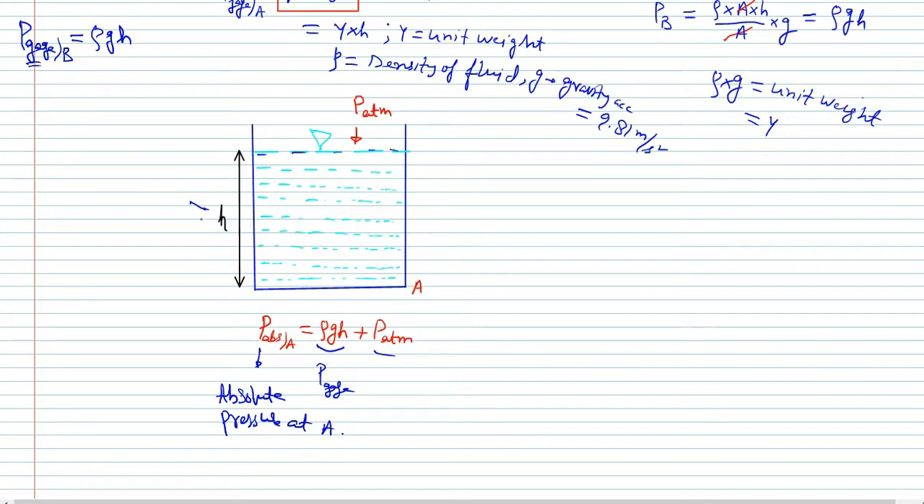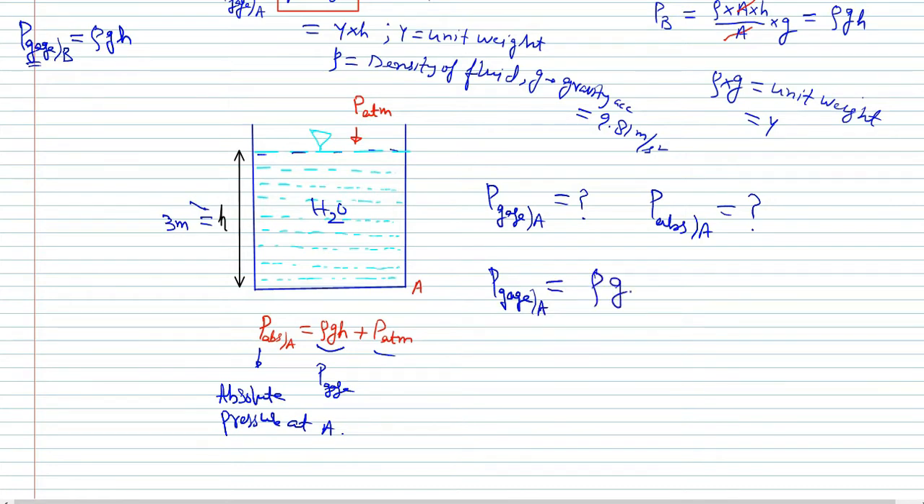Okay, now let's do some problem here. Let's say this height is 3 meters, and this is water. You are asked to find the gauge pressure at A, and you are also asked to find the absolute pressure at A. Now, gauge pressure does not include atmospheric pressure, right? So P gauge at A is equal to rho g h.